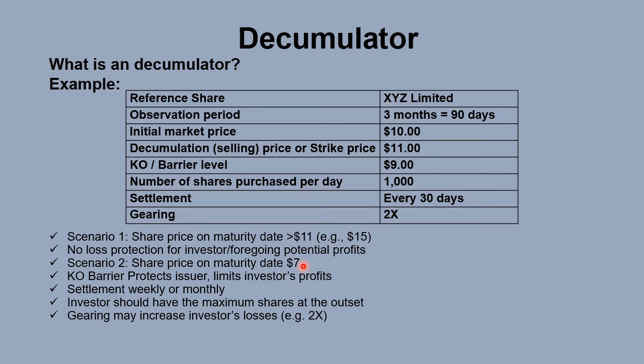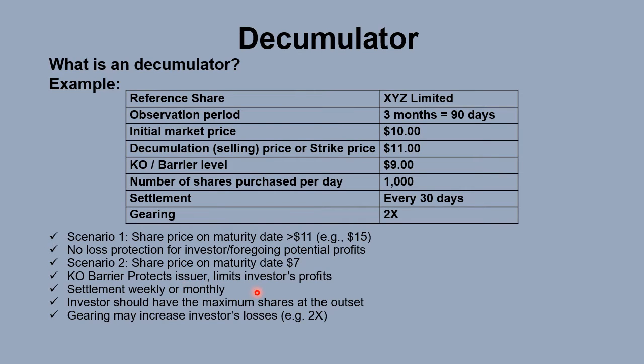However, to save the issuer from such a mishap, the decumulators put a knockout barrier, for example at $9, at or below which the contract terminates. That is, if on any day the barrier level is touched, the decumulator will get knocked out. For example, if the share price touches $8.90 on day 20, the whole contract will be settled for the 19 days and both the parties will go home. The product will get terminated on day 20. Therefore, the issuer's loss gets limited.